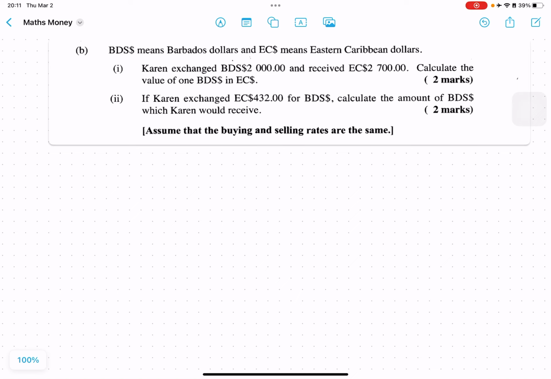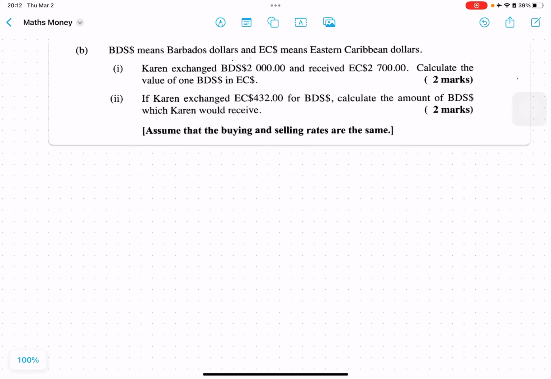So in our first question here, we have Karen who exchanged 2,000 Barbados dollars and received 2,700 Eastern Caribbean dollars. So they want us to calculate the value of one Barbados dollar in Eastern Caribbean dollars. And these types of questions are really the beginning or the basis of algebra. All right, so let me make it simple for you.